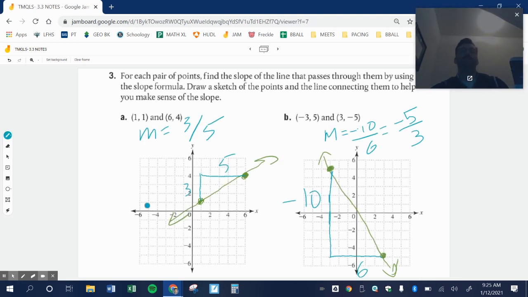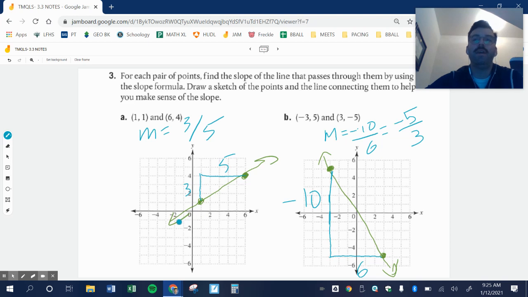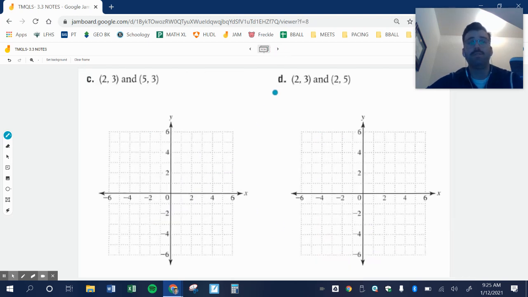Here's my answers for A and B. Remember, letter A was a positive slope. I got 3/5. Letter B was a negative slope because I'm traveling down the roof. I got negative 10/6, which I can reduce to negative 5/3. So make sure you're reducing. I want you to now try parts C and D. These are both special cases. Let's see if we can figure out what makes them special.